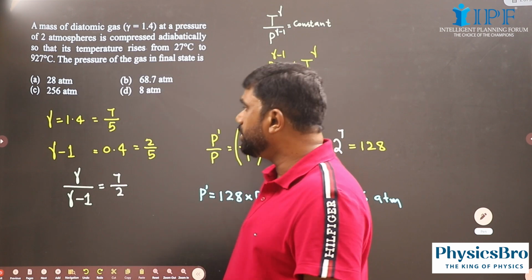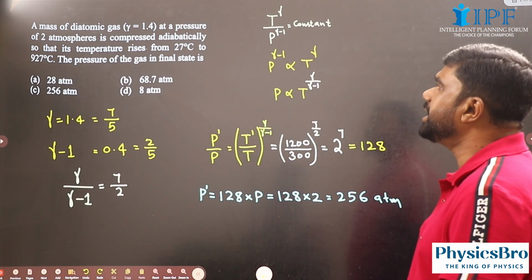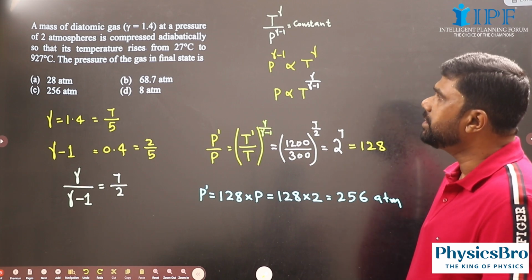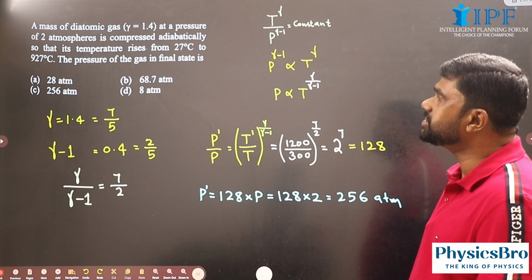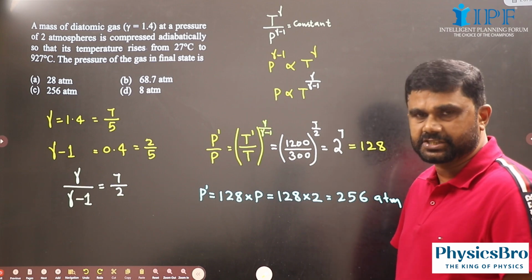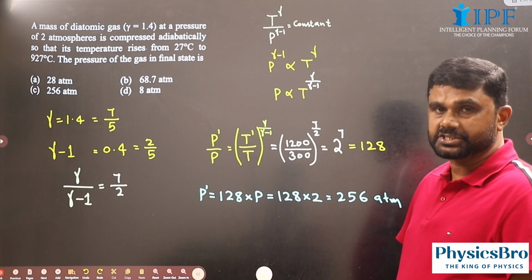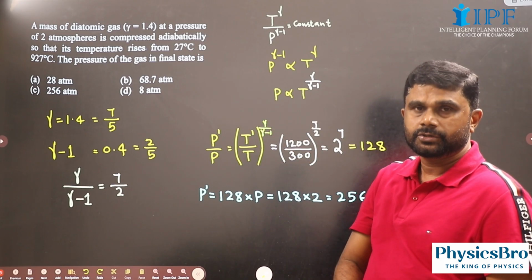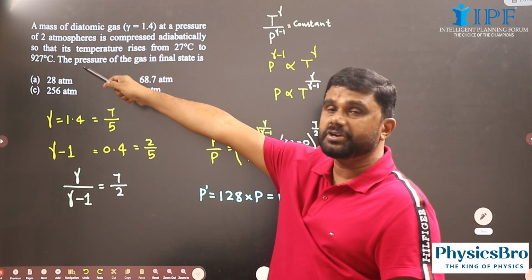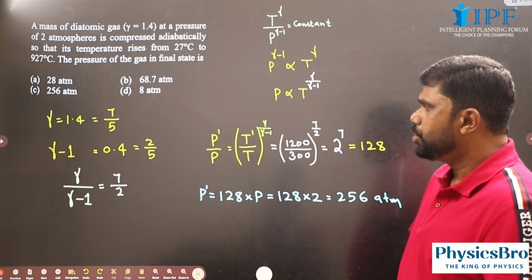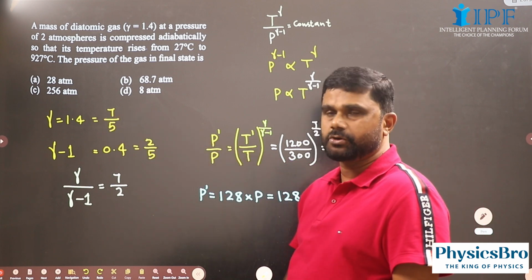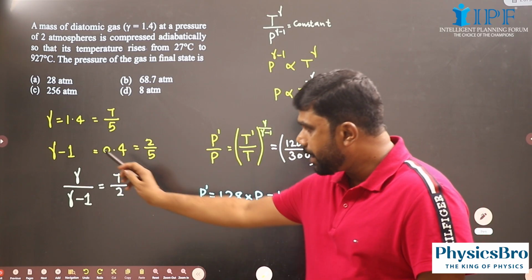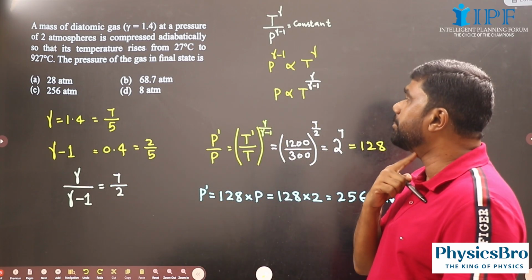Now let's see. A mass of diatomic gas, gamma equal to 1.4, at a pressure of 2 atmosphere is compressed adiabatically so that its temperature rises from 27 degrees Celsius to 927 degrees Celsius. Children, this is the initial temperature. 27 degrees Celsius means 300 Kelvin. And this is 927 or 1200 Kelvin. Here we have gamma 1.4, it is 7 over 5. Gamma minus 1 will be 2 by 5. Gamma by gamma minus 1 will be 7 by 2.